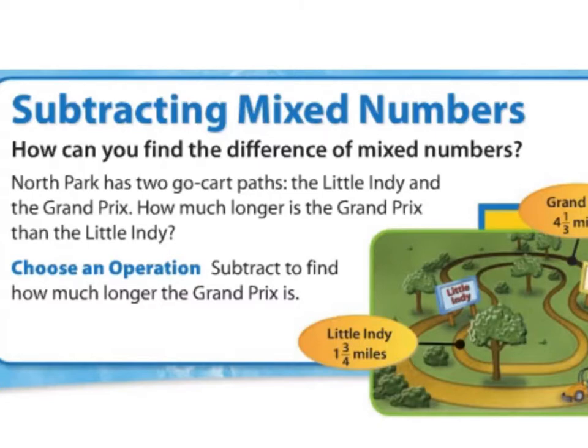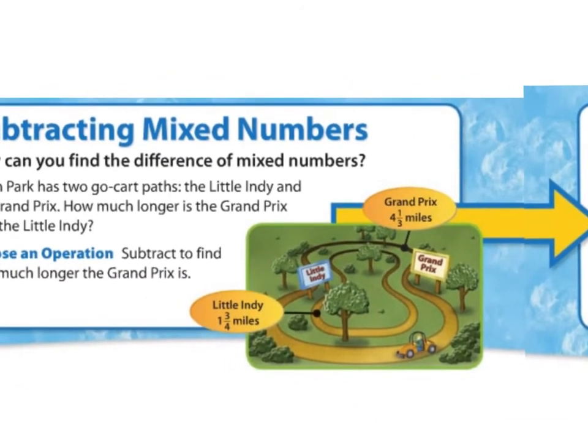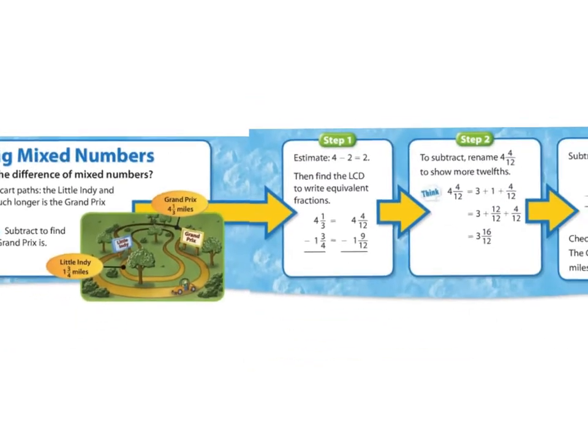And I'm looking at my information, and I see that the Grand Prix is 4 1/3 miles, and the Little Indy is 1 3/4 miles. Well, first of all, I know how to add mixed numbers. How is subtracting different? And I'm really glad that I learned how to add and subtract fractions that have different denominators. So let's see how we do that.